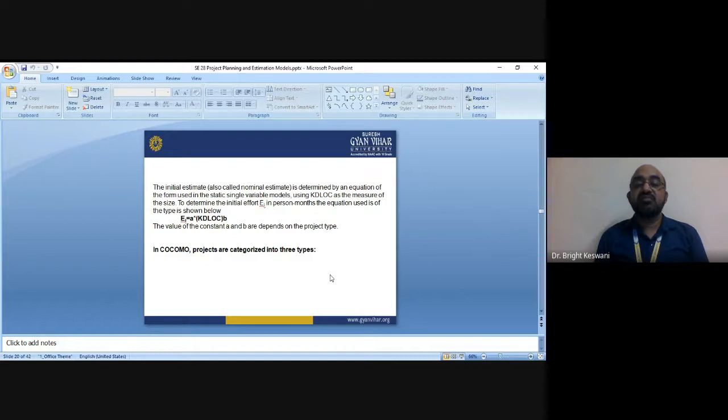in person months, and the equation used is given in the PPT. EI is equal to A multiplied by KDLOC raised to power B. The values of the constants A and B depend on the project type. So let us discuss the project types.